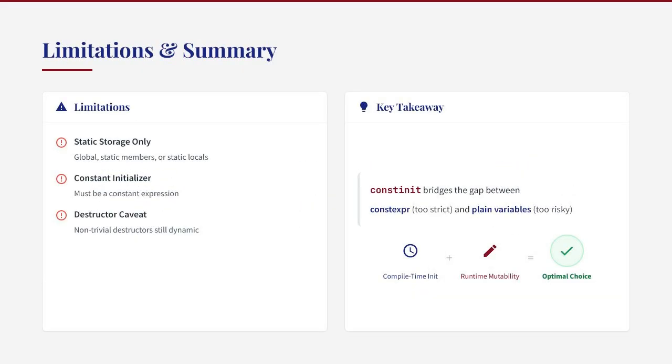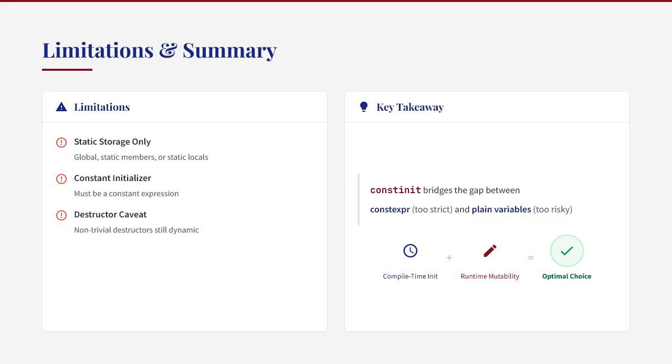Like any feature, constinit has limitations. It can only be used with variables that have static storage duration. You can't use it with automatic or stack variables. It requires a constant initializer, which means the initializer must be a constant expression or have a constexpr constructor. And there are some caveats with non-trivial destructors.